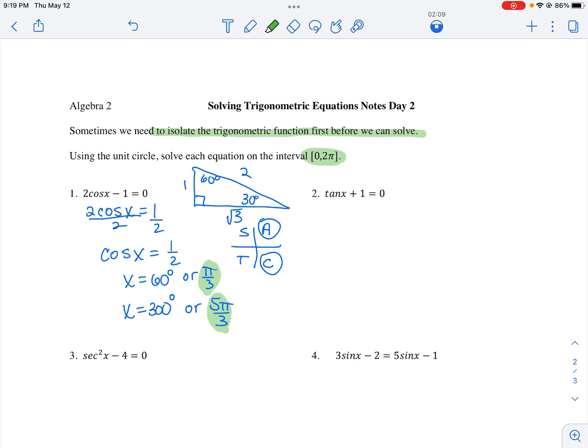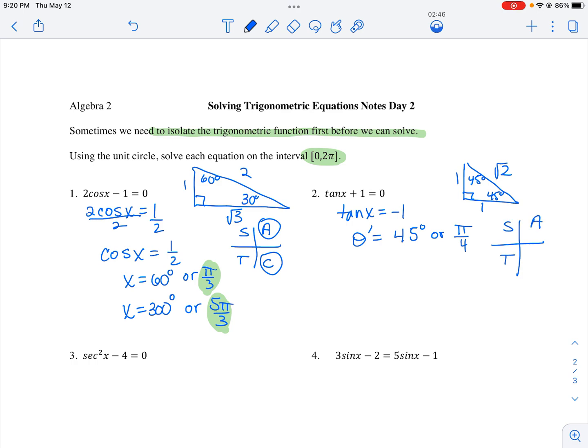All right, let's try number 2. What is your first step to get tangent x alone? You would subtract 1 from both sides. Then you should recognize that where tangent is 1 or -1 is going to be in a 45-45 right triangle. So initially, let's call it the reference angle, is 45 degrees, or pi over 4.